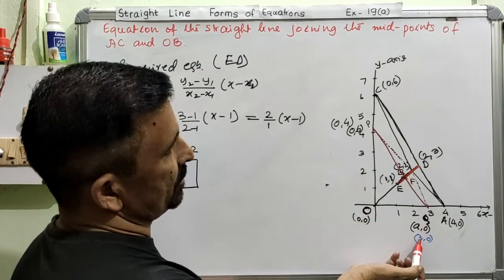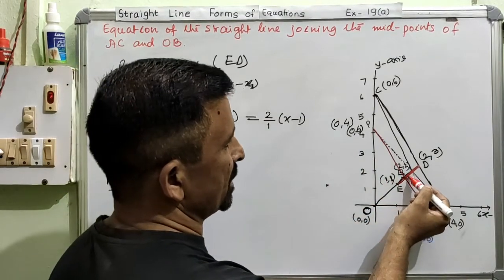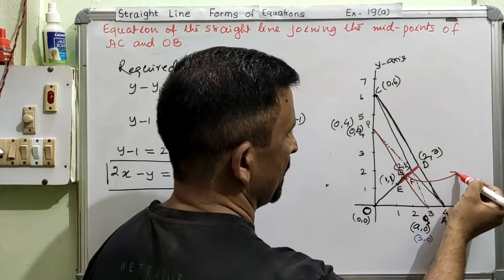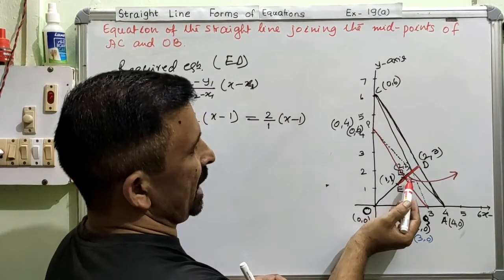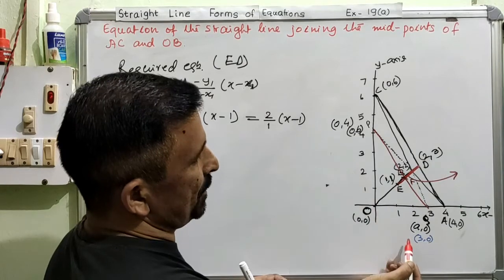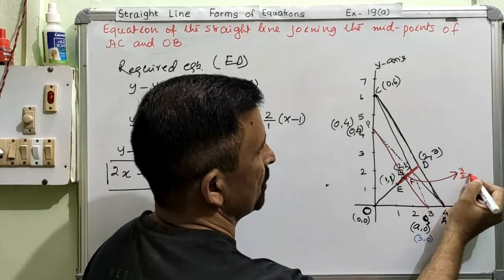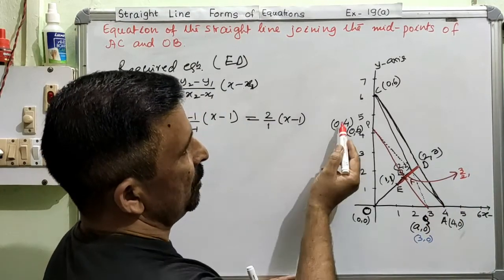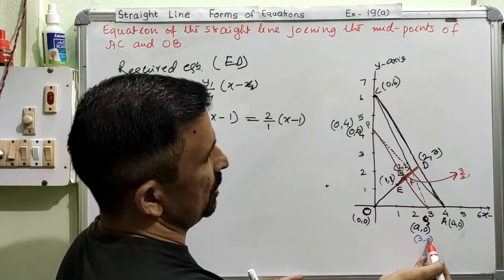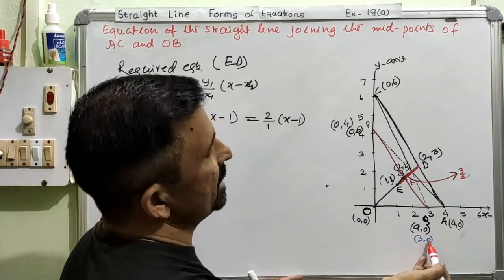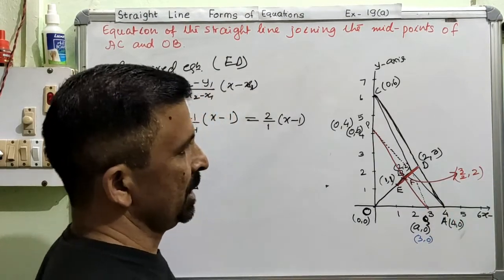So 3 plus 0. Here the coordinate of this point I will write outside because the diagram is very complicated. So the x value of this F will be 0 plus 3, 3 divided by 2. So 3 over 2. And the coordinate of y, 4 plus 0, divided by 2. 4 over 2 is 2. So this is the coordinate.